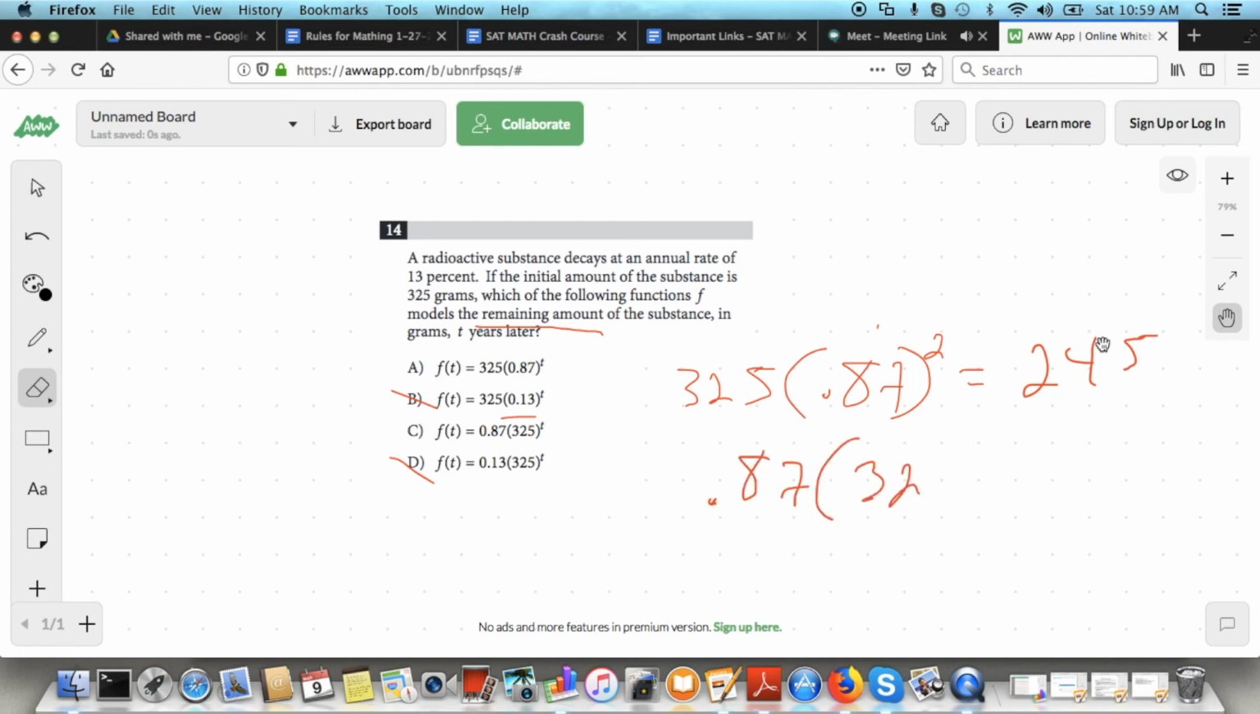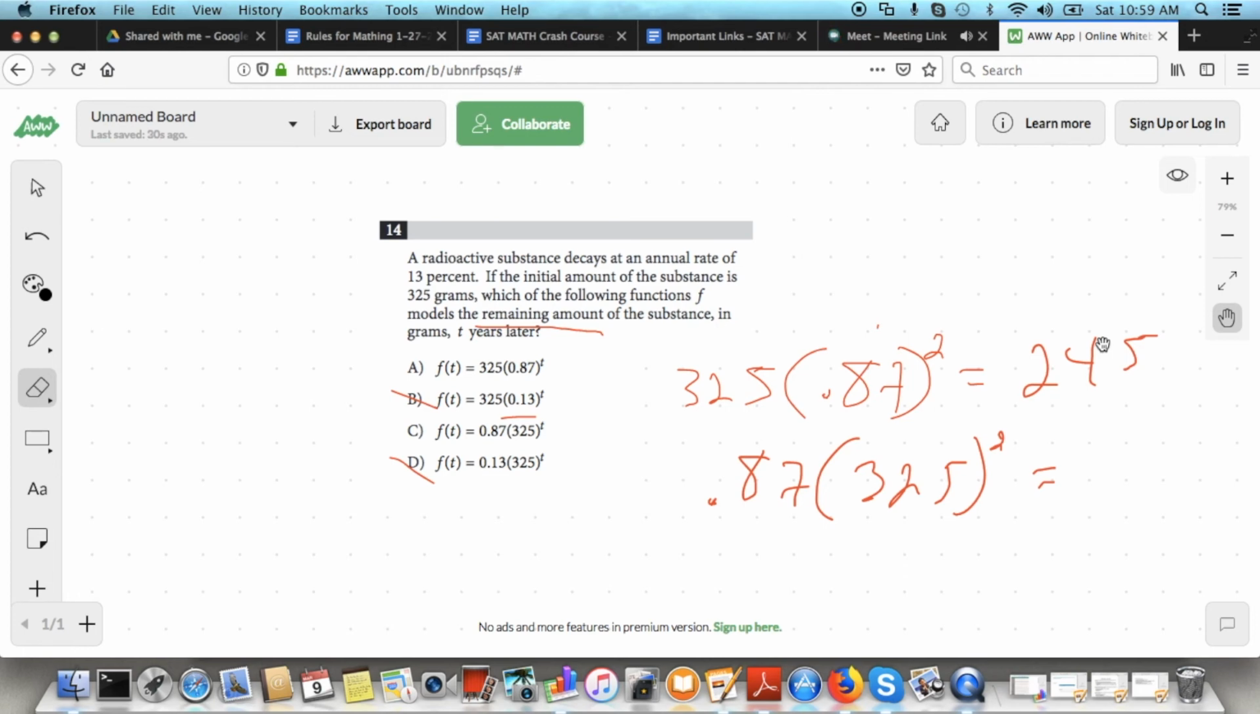times 325 squared, and I can already see that's going to be huge. I'm just curious what that is. It's 91,893. That's crazy, right? It's suddenly shot up dramatically. That's definitely not a 13% decrease. It's a dramatic increase. A decaying substance doesn't usually add to itself. Imagine after 3 or 4 years, it's going to be insane.